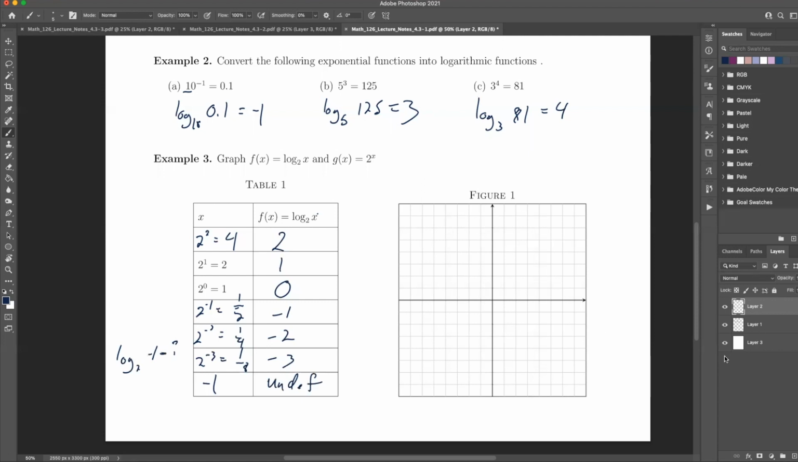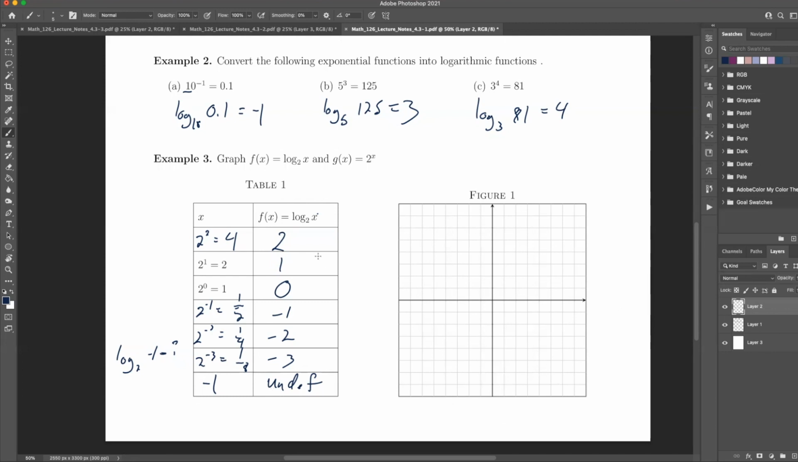Okay, so log is defined, and we'll do this on the next page, only from 0 to infinity, not including the 0. And so this is undefined. So all of this is in this domain.